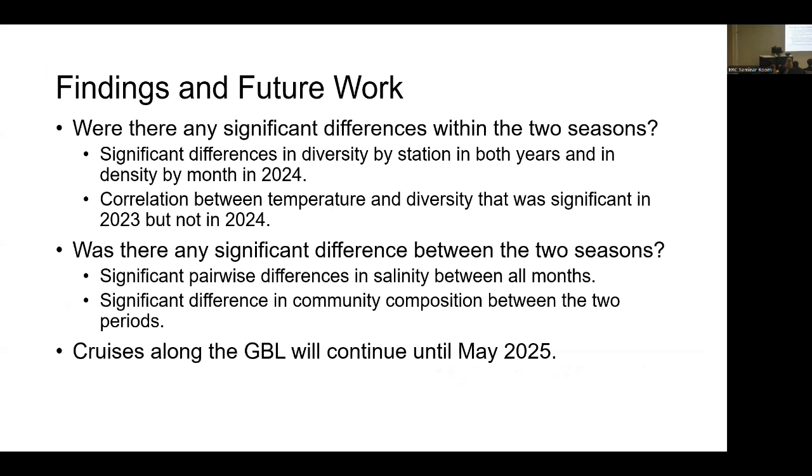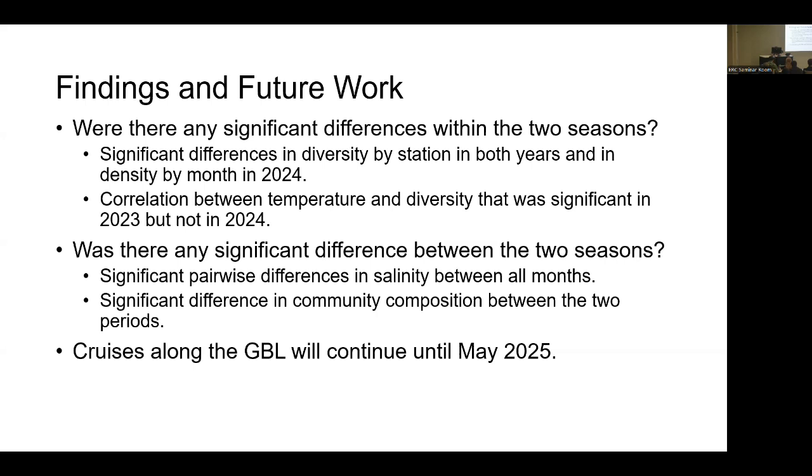So overall, were there any significant differences within the two seasons? Yes, there were. There were significant differences in diversity across stations in both years. And there was a relationship between temperature and diversity that was significant in 2023, but not in 2024. And then between the two seasons, there were pairwise differences in salinity between all months, as well as differences in community composition between the two periods.